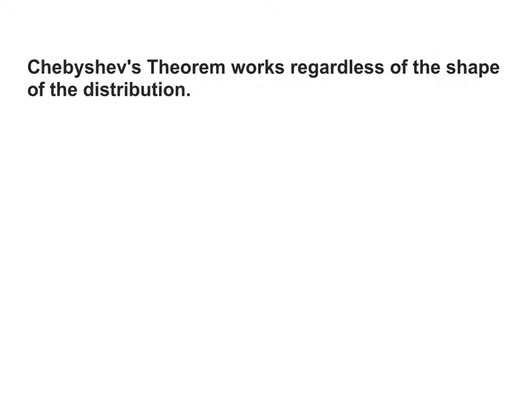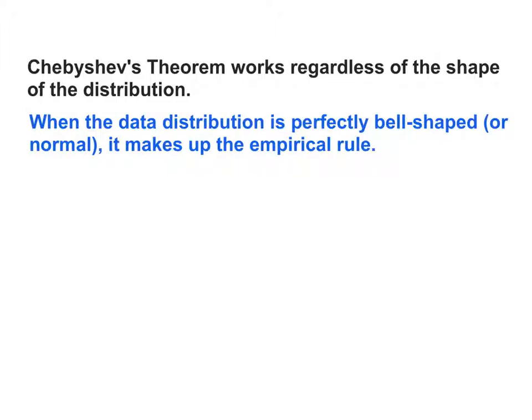One of the things that happens when we have a perfectly bell-shaped curve is we get a different type of distribution. We get different types of numbers that go within one standard deviation, within two standard deviations. This perfectly bell-shaped distribution, or sometimes called a normal distribution, and we're going to talk about normal distribution later on in this semester, makes up what's called the empirical rule.